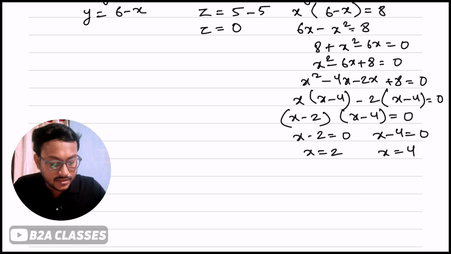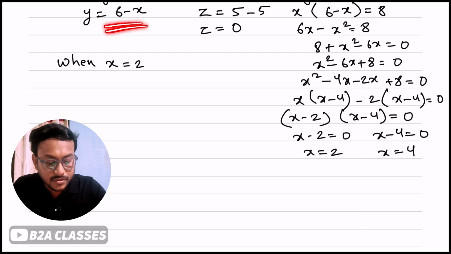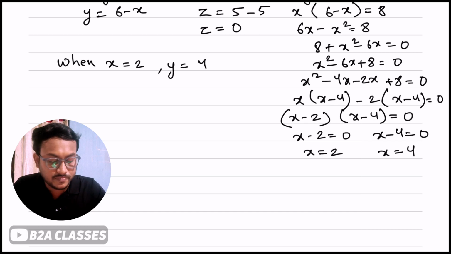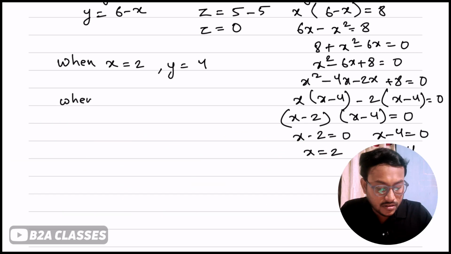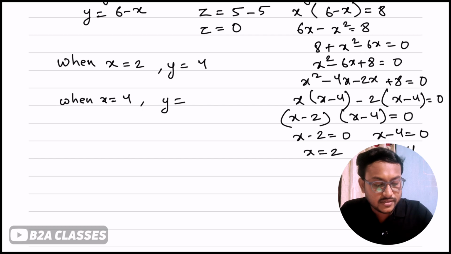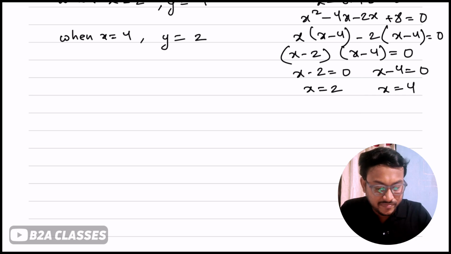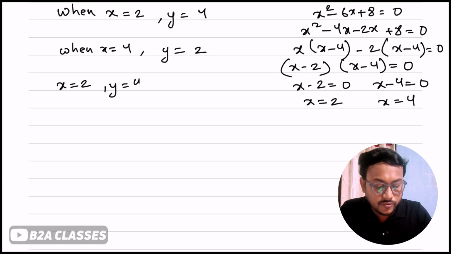अब जब x का वैल्यू 2 रहेगा, व्हेन x इक्वल्स टू 2, यहाँ पे पुट करने पर y विल बी बेसिकली 4. नेक्स्ट व्हेन x इक्वल्स टू 4, सो x का वैल्यू यहाँ पे पुट करने पर y का वैल्यू कितना आएगा, 2 आएगा. सो फाइनल आंसर होगा, x इक्वल टू 2, y इक्वल टू 4 एंड z इक्वल्स टू 0. ठीक है. एंड दूसरा सोल्यूशन क्या होगा, x इक्वल्स टू 4, y इक्वल्स टू 2 एंड z इक्वल्स टू 0.